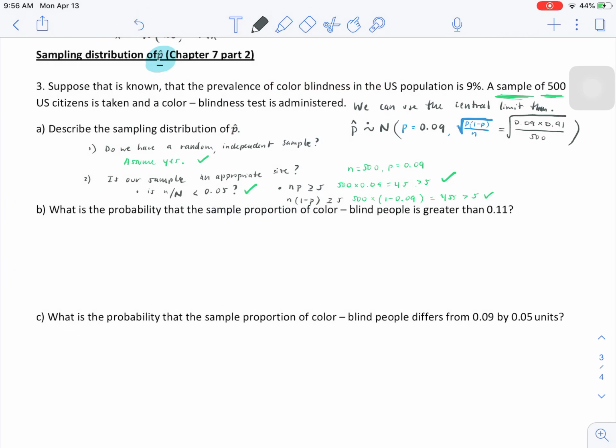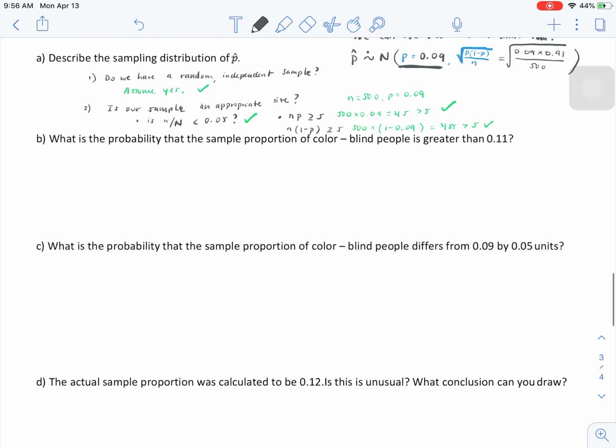A couple things to note that are a little different from when we're talking about the sample mean. The mean of the sampling distribution will be the population proportion, P, so that's 9%. The standard deviation of the sampling distribution is where this is different from before: it's the square root of the population proportion P times 1 minus P, over n. Take the square root of the whole thing. All right.